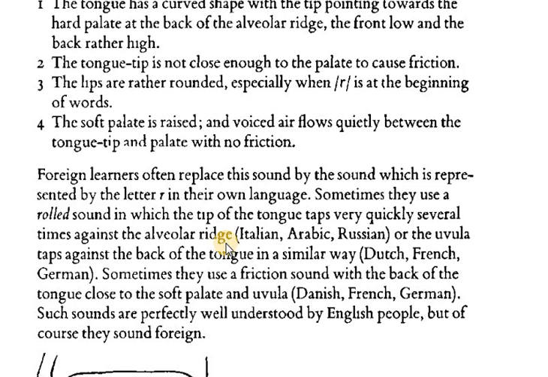Such sounds are perfectly well understood by English people, but of course they sound foreign.